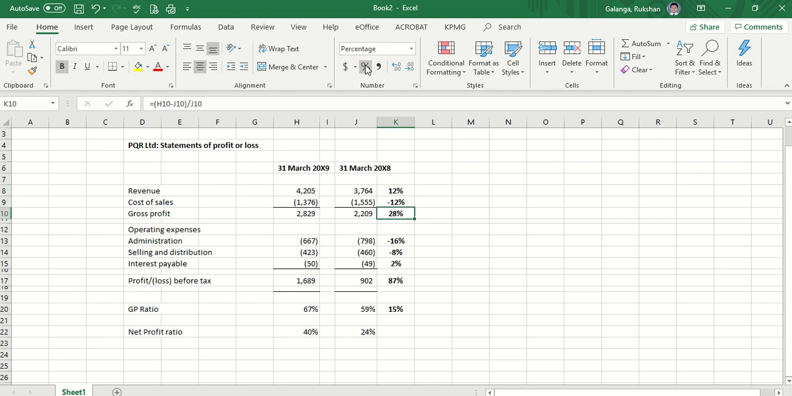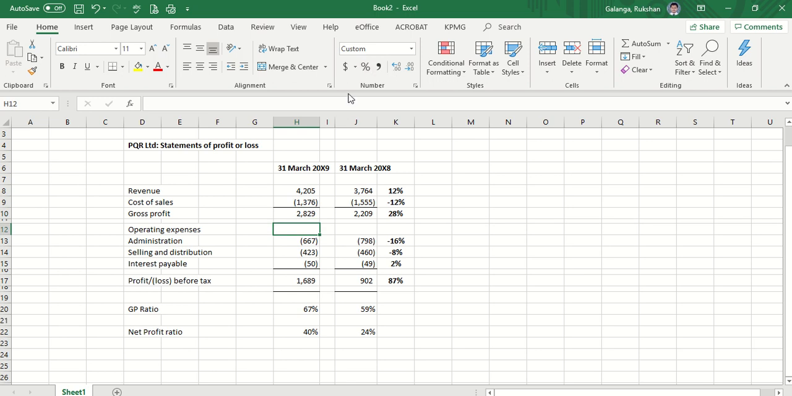The gross profit has increased by 28%, administrative expenses have decreased by 16%, selling and distribution decreased by 8%, the interest expense has increased by 2%. So you can see the profit for the year has increased by 87%. And we calculate here the gross profit ratio. The gross profit ratio, you can see, is 59% and 67%. Net profit ratio is 24% and 40%, which is this increment of 87% compared with last year, right?